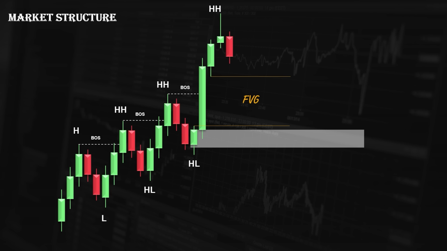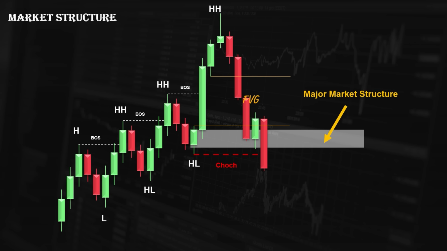As long as we stay above this zone, the demand is in control, and the market sentiment is bullish. But if we get a break and close below this level, we call that a change of character that signals a possible reversal. With all being said, the levels that created the fair value gaps and breaks of structure make up our major market structure levels, and reacting to them conveys lots of information. The same concept applies to the bearish scenario.